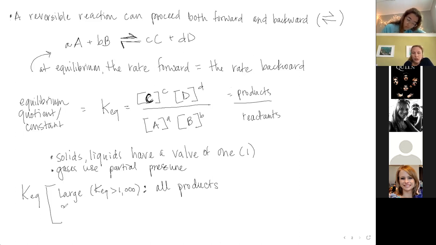If we have a small KEQ, by the same logic, so a KEQ that is less than 0.001, a very small KEQ, this is where we're going to have a much larger amount of reactants than we do products, hundreds of times, thousands of times larger ratio wise. So here we're going to have all reactants.